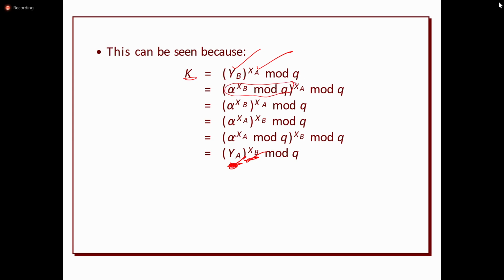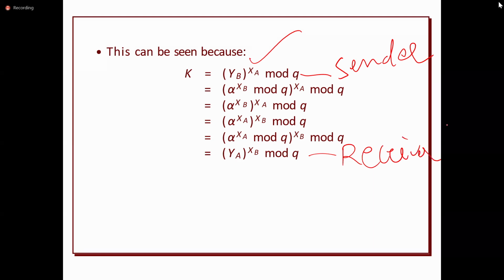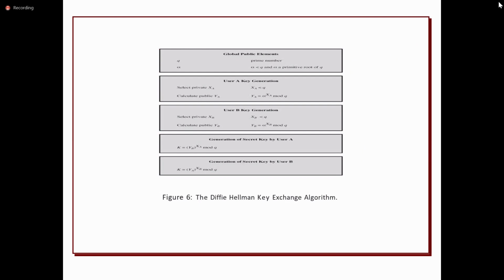So if we simplify this again, if you observe the first step, it is calculating the key at the sender side, because it is using the sender's private key. And if you see the last step, it is calculating the key at the receiver side, because it is using the receiver's private key, XB, and the sender's public key. So both are the same, isn't it? So these are the overall formulas of the Diffie-Hellman key exchange algorithm.